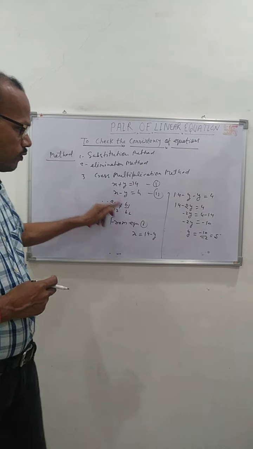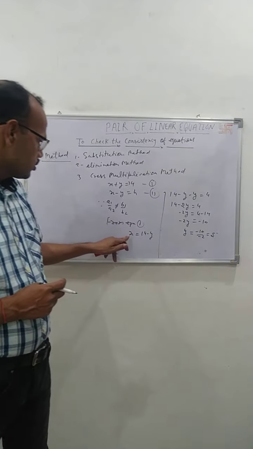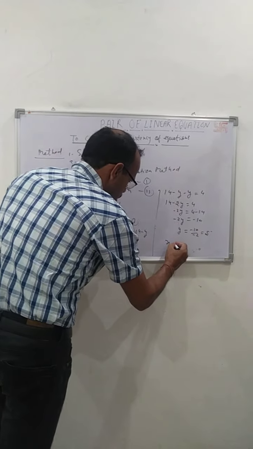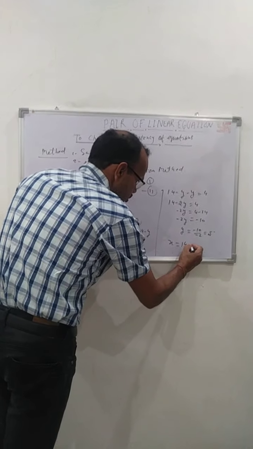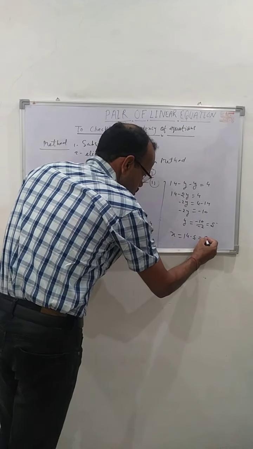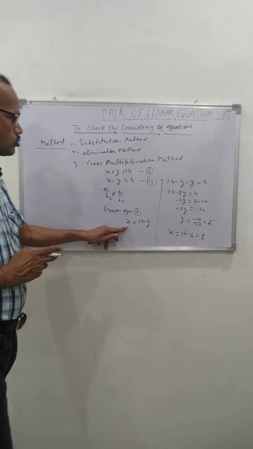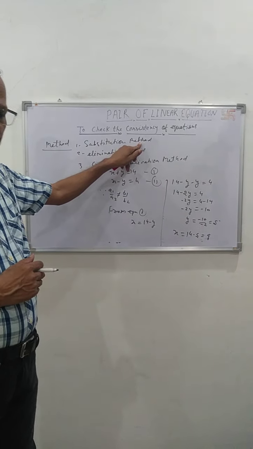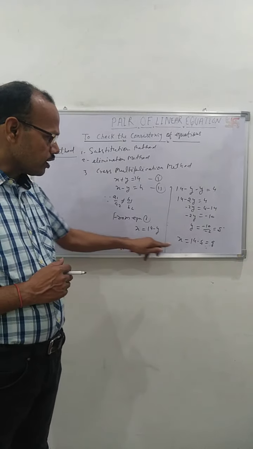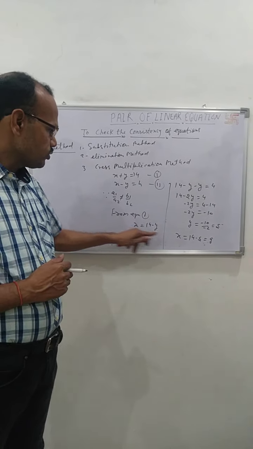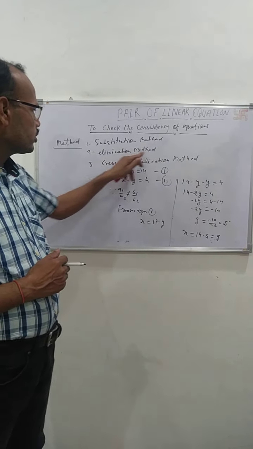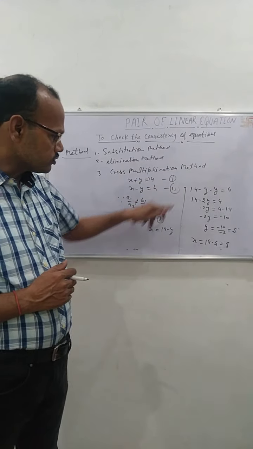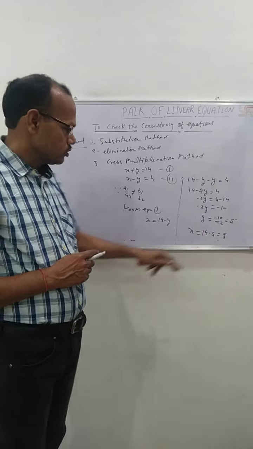Now again we put the value of y in x. So we get x is equal to 14 minus 5 is equal to 9. So in this way we can apply the substitution method, by which we can find the value of x and y. If we apply the elimination method or cross multiplication method, in all methods we get the same value of x and y.